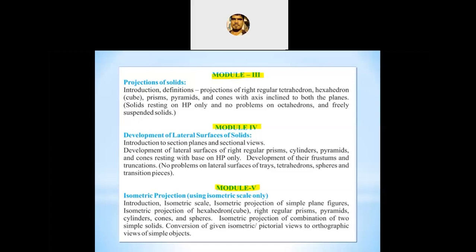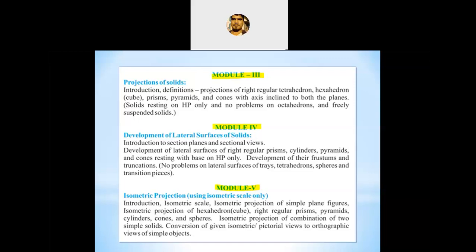Okay, so there are no freely suspended problems, or octahedron problems. Module 3 is compulsory. And for module 4 and module 5, there is an option. Either you can attend module 4 or module 5. So if you find module 4 easy to deal with, then don't worry about module 5. If you are more comfortable with module 5, then don't worry about module 4.